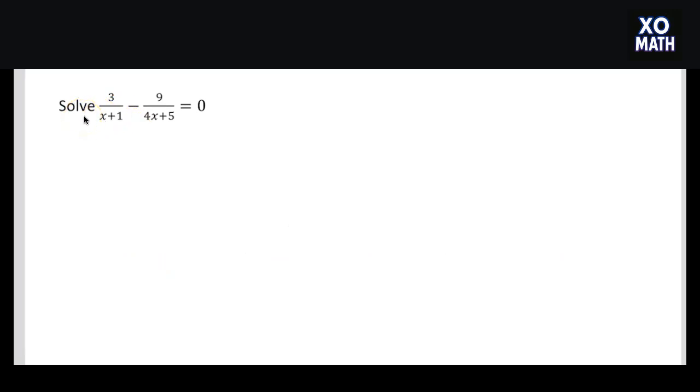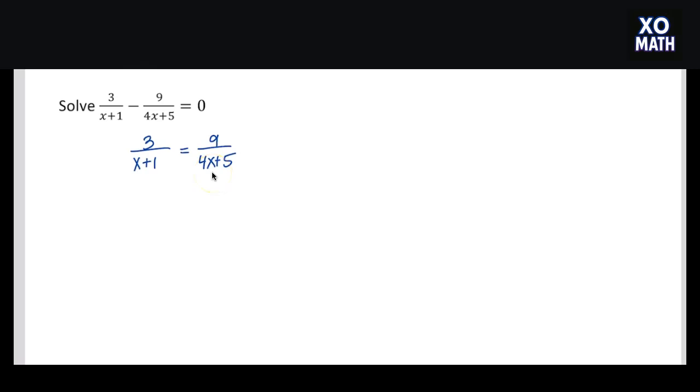On this first equation, I have solved 3 all over x plus 1 minus 9 all over 4x plus 5 equals 0. So I have two rational expressions that are subtracted equals 0. By adding one of those rational expressions to the other side, I have 3 all over x plus 1 equals 9 all over 4x plus 5. So I've created a proportion. So I have something that's like A over B equals C over D.